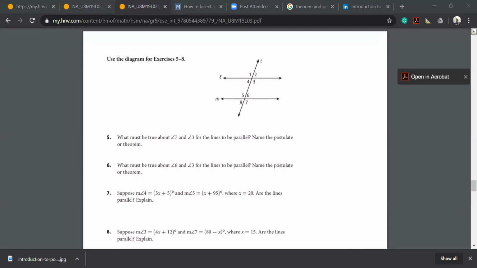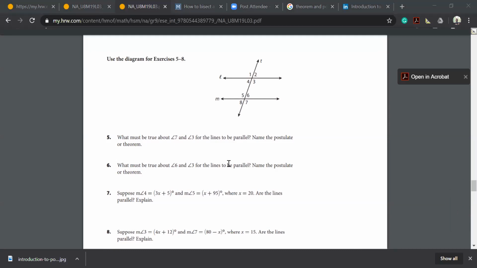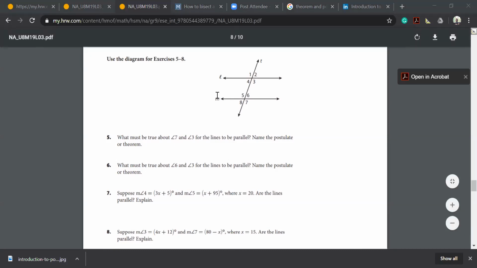Let's check how to solve question 6. We have this diagram in here, and of course, L is parallel to M. Or we want to prove that L is parallel to M, and we have these angles in here 1, 2, 3, 4, 5, 6, and so on. In number 6, the question is what must be true about angle 6 and angle 3 for the lines to be parallel, and name the postulate or theorem.